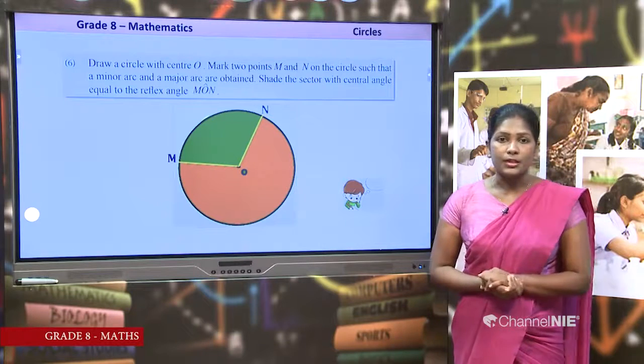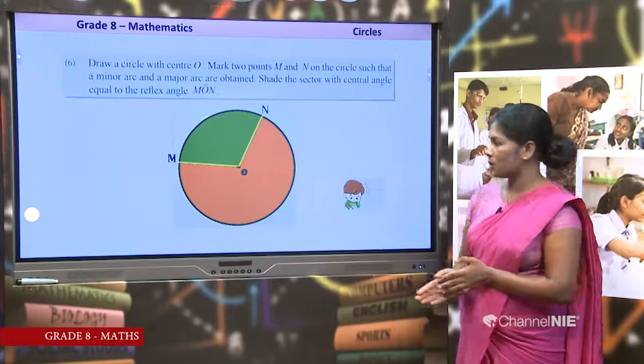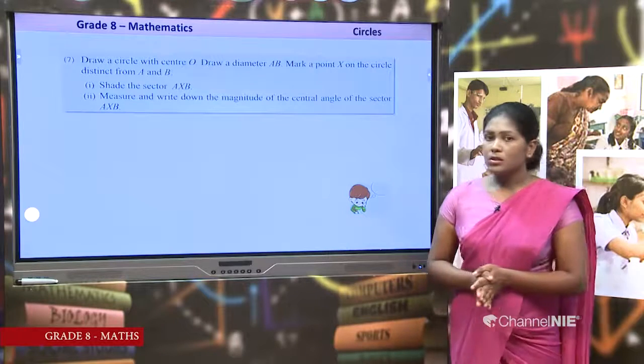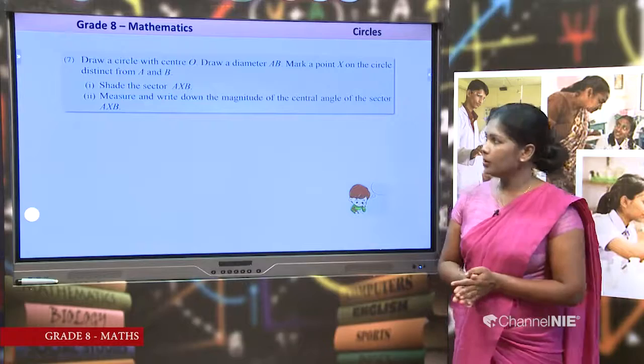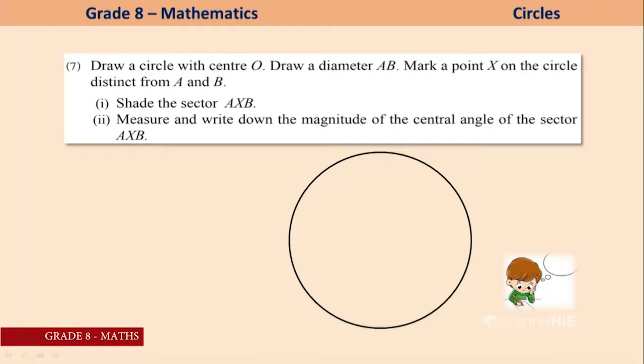So, now move to the next question, the seventh question in your exercise 23.2. Draw a circle with center O, draw a diameter AB, mark a point X on the circle distinct from A and B. Then first question, shade the sector AXB. Okay children, now you can draw a circle. Now you know how to draw a circle using compass and name it center O. Then you can draw the diameter as you wish.